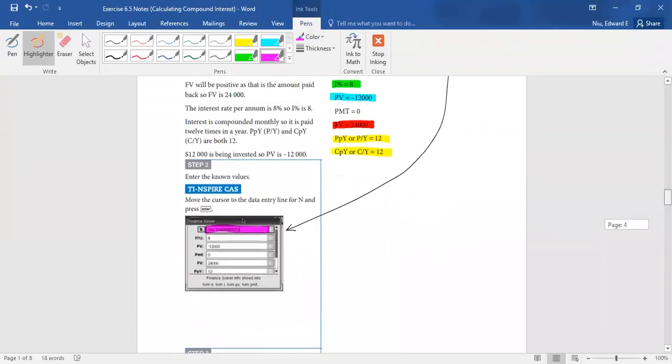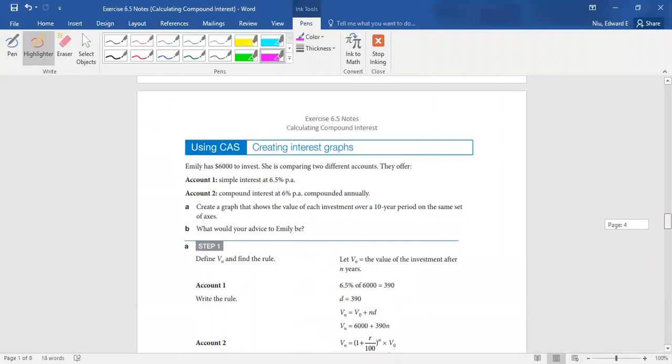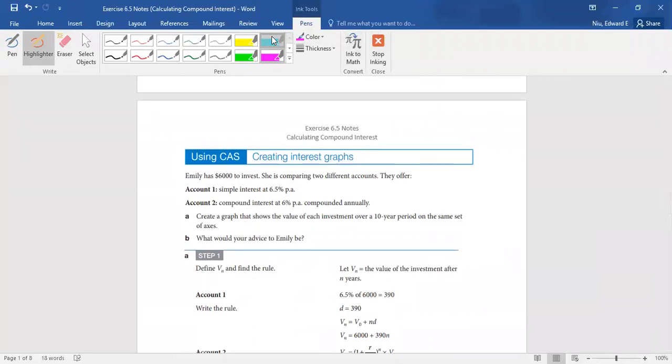Forgotten the color scheme again. Investment, cyan. All right, so let's highlight 6,000 with cyan again. Now that we've highlighted it, she is comparing two different accounts. One is simple interest at 6.5%.